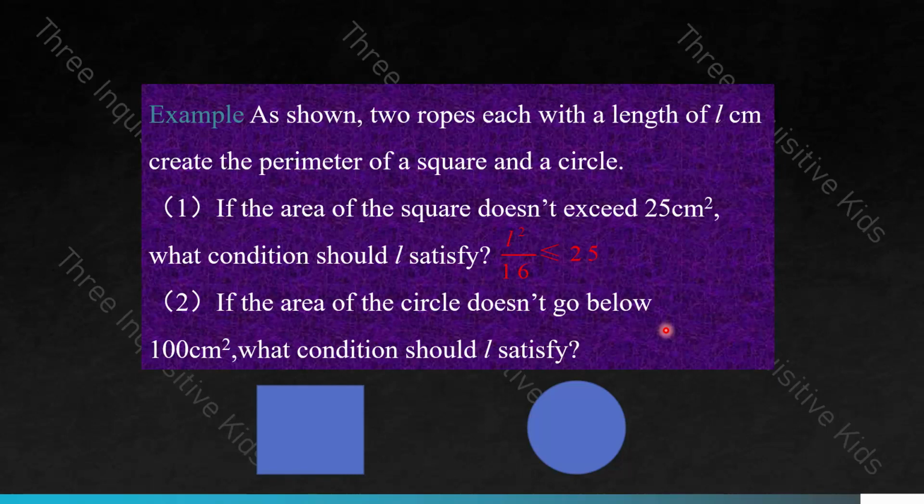The answer to the first question would be L squared over 16 is less than or equal to 25. Again, the keyword is doesn't exceed, not less than. And the answer to the next question would be L squared over 4 pi is greater than or equal to 100. Again, the keyword is doesn't go below.